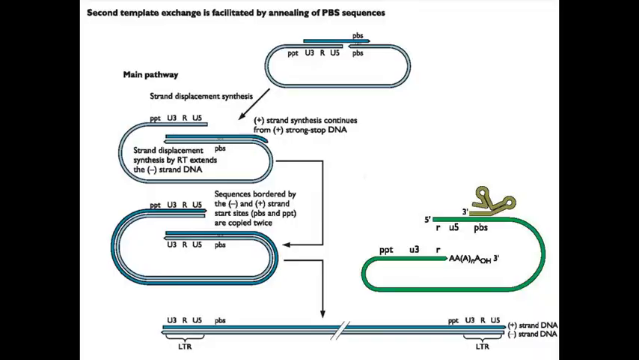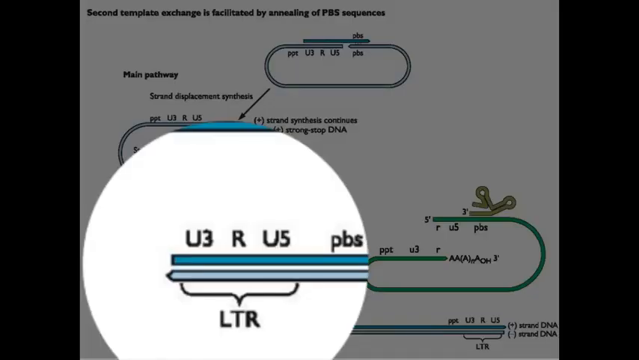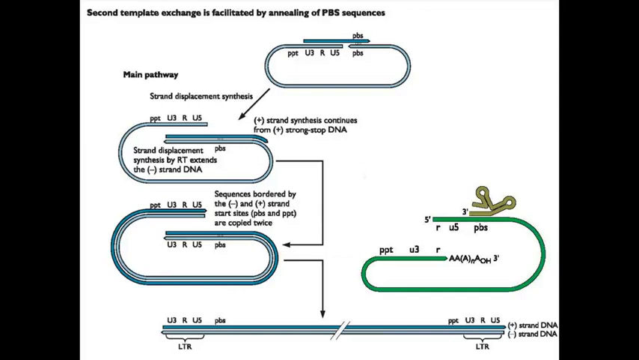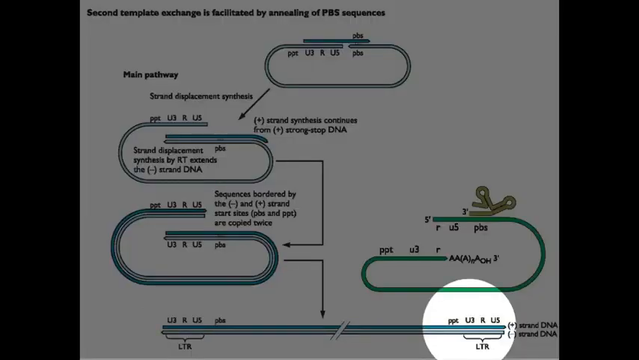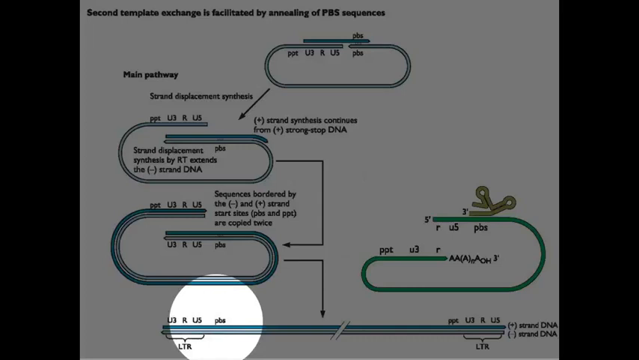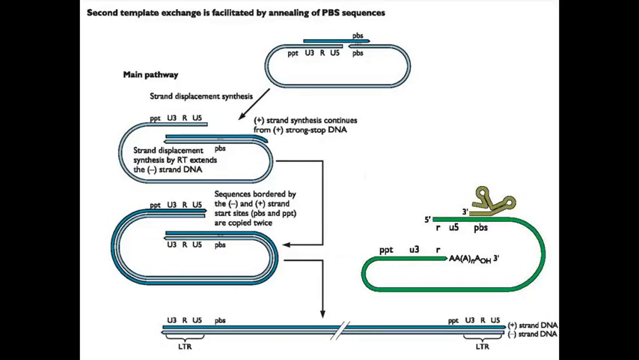We have U3RU5. Remember, the U3 sequence was originally present at the 3' end. The U5 was present at the 5' end of the RNA. But look, now it's repeated at both ends. We have U3RU5, U3RU5. And we have the polypurine site here and the primer binding site here. So we've made now a genome, a double-stranded DNA genome with an LTR at both ends.